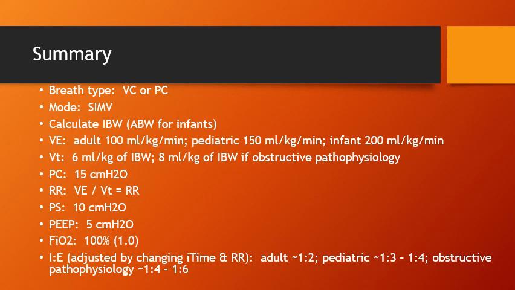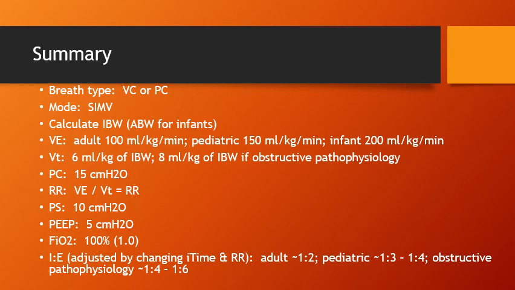Our next step is to calculate our patient's ideal body weight, or we're going to use the actual body weight for infants. Next, we're going to calculate our patient's targeted minute ventilation. For adults, that's going to be 100 milliliters per kilogram per minute of ideal body weight. Pediatrics, 150 milliliters per kilogram per minute of ideal body weight, and infants, 200 milliliters per kilogram per minute of actual body weight.